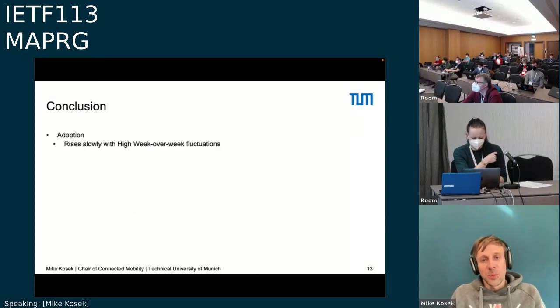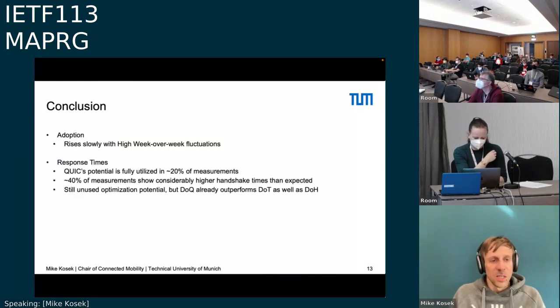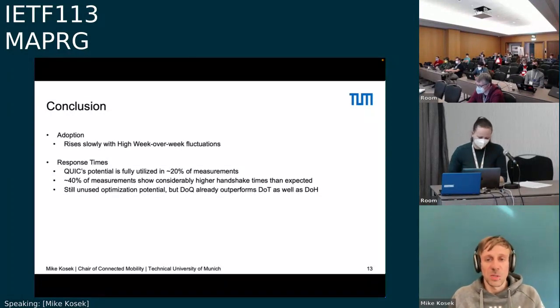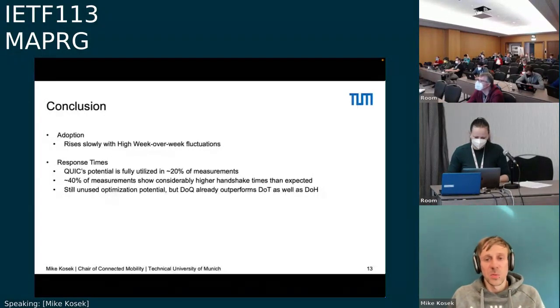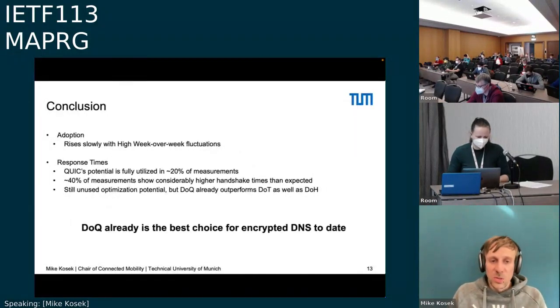So as a conclusion, we see a slow but steady adoption with high week-over-week fluctuations. As for our response times measurement, we find that DNS over QUIC's full potential is utilized in only 20% of measurements, where 40% of measurements show considerably higher handshake times due to the client address validation behavior. However, despite the still unused optimization potential, DNS over QUIC already outperforms DoH. And this is why we conclude that performance-wise, DNS over QUIC already is the best choice for encrypted DNS to date.